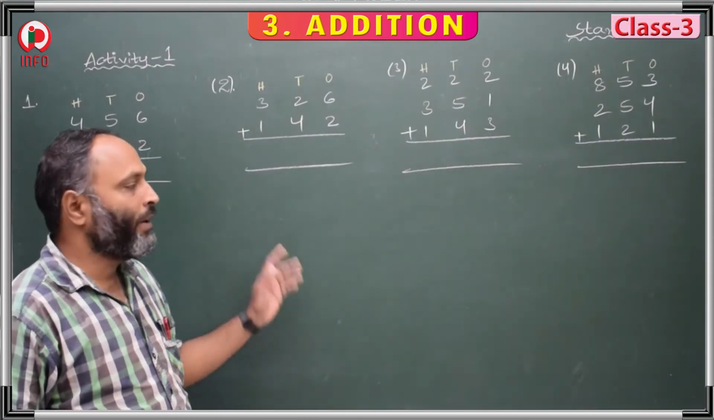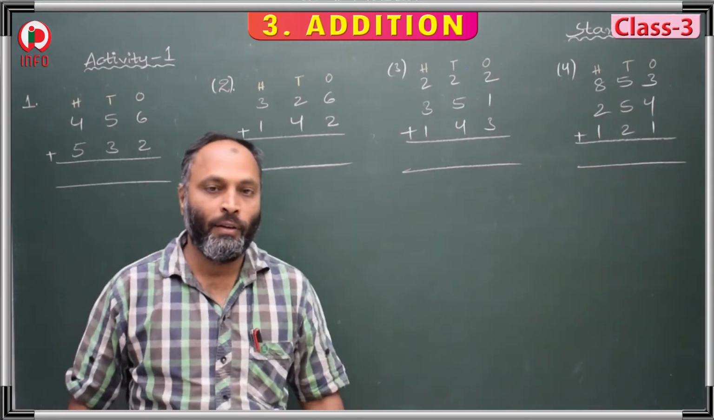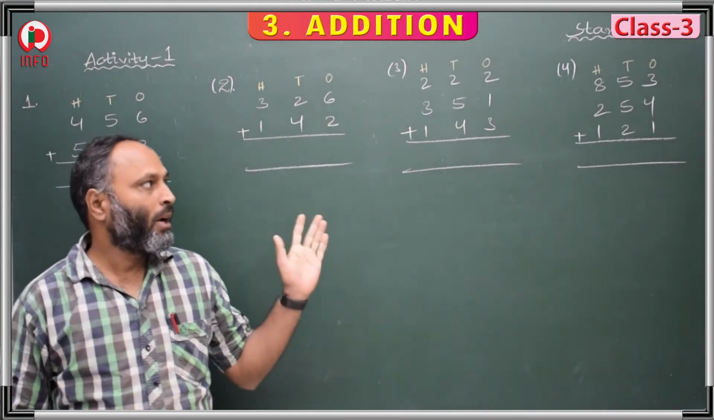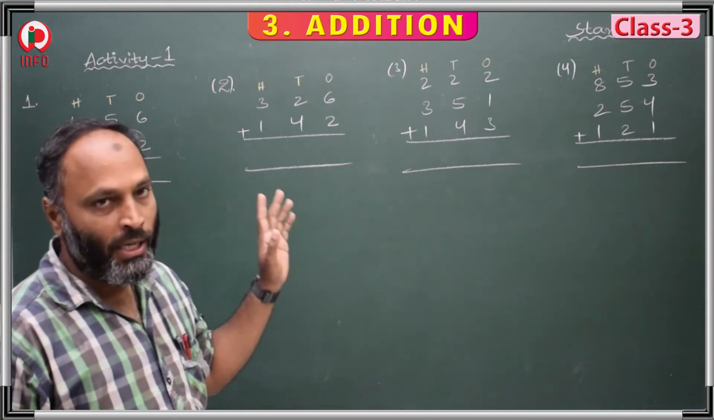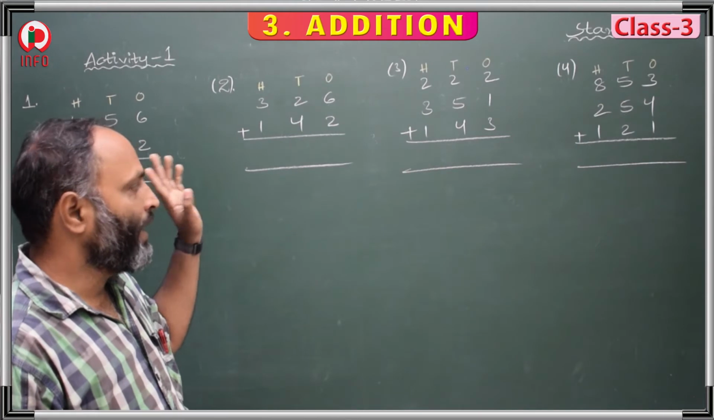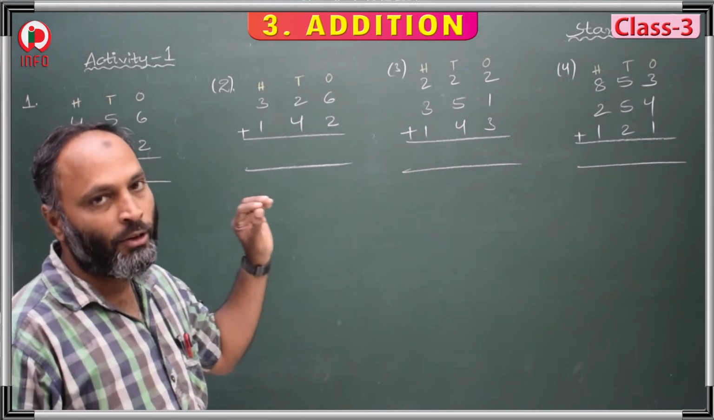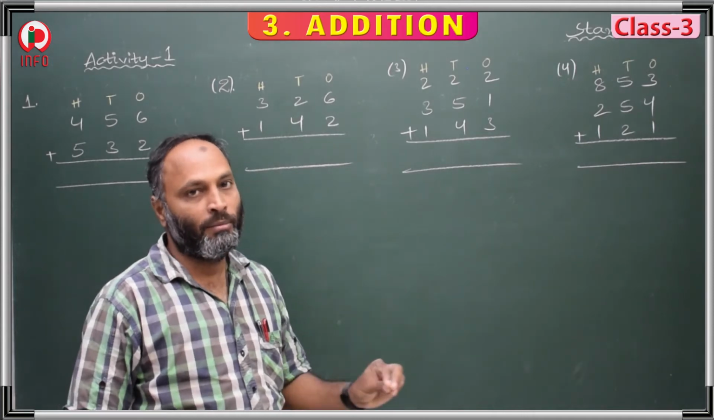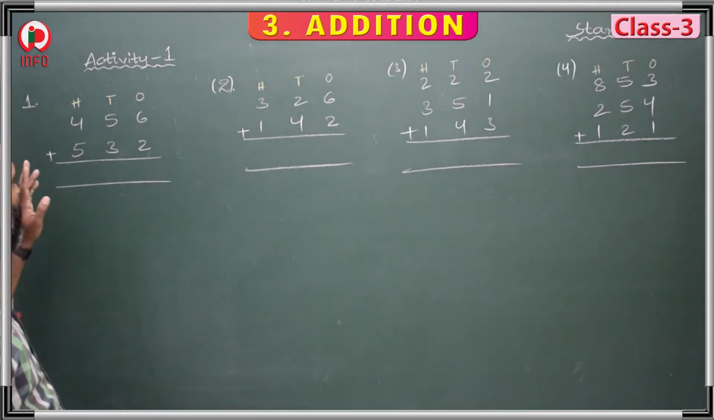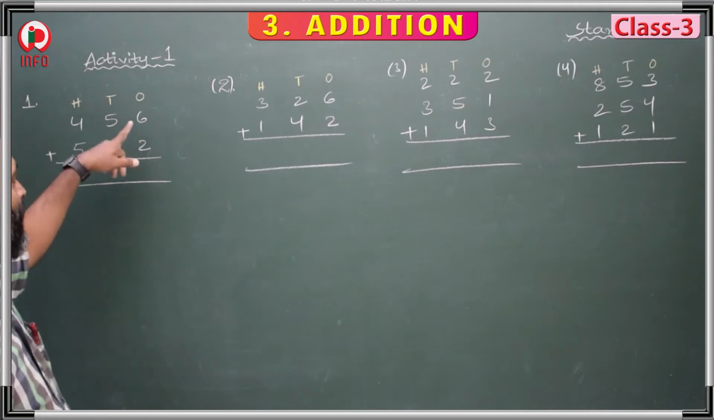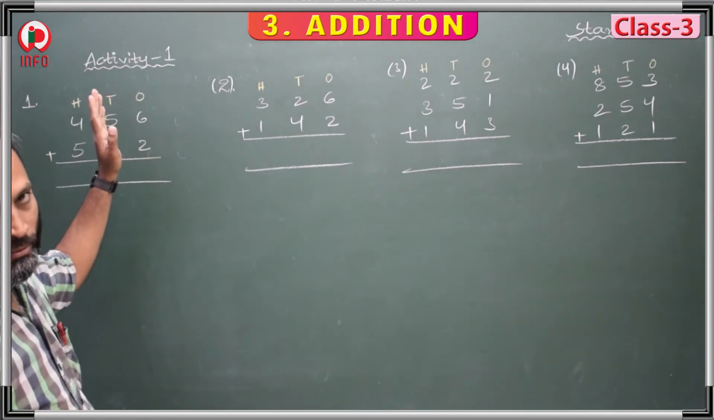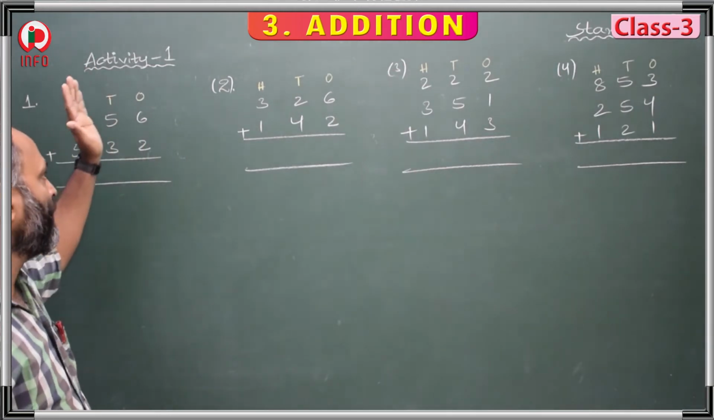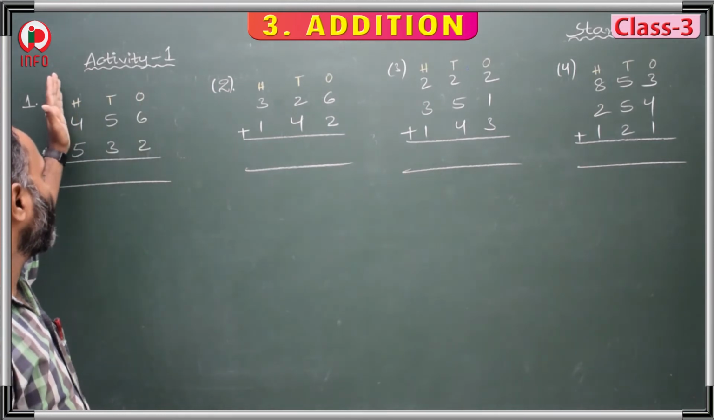Now before we discuss how to add without regrouping. All these 3 digit numbers, we have to add without regrouping. So all these questions were without regrouping numbers. In without regrouping additions, first we start with the first question, from right to left, that is from ones place to hundreds place.